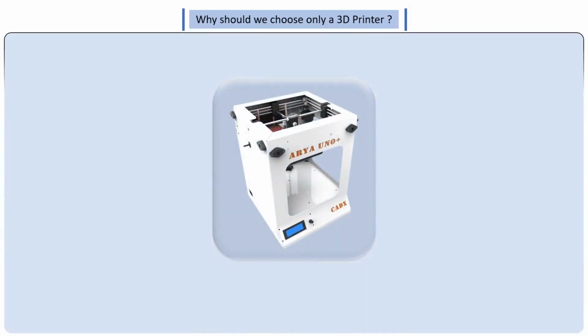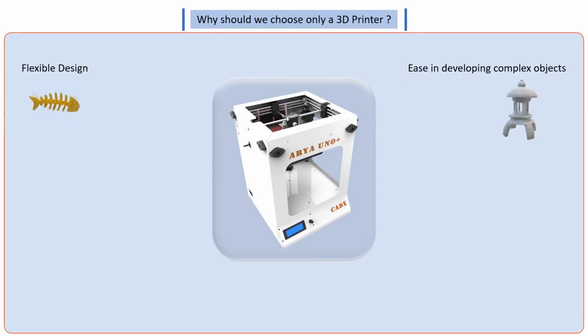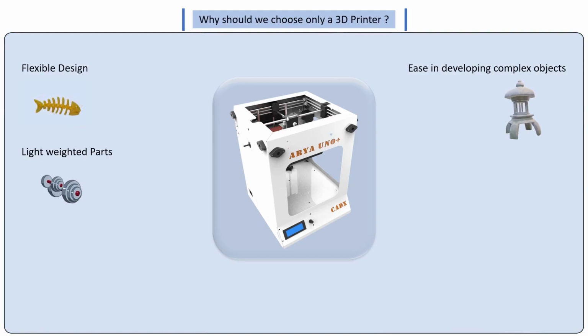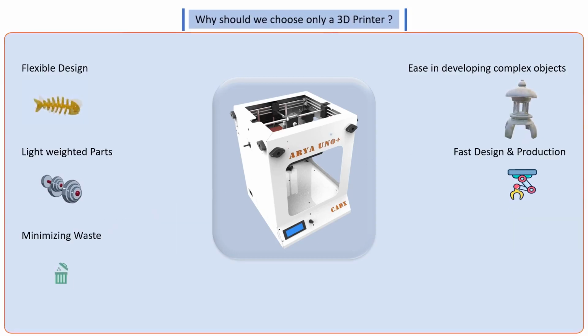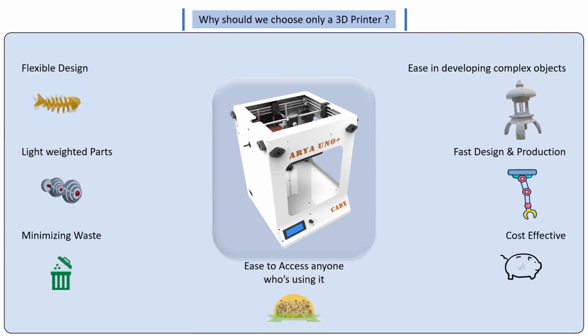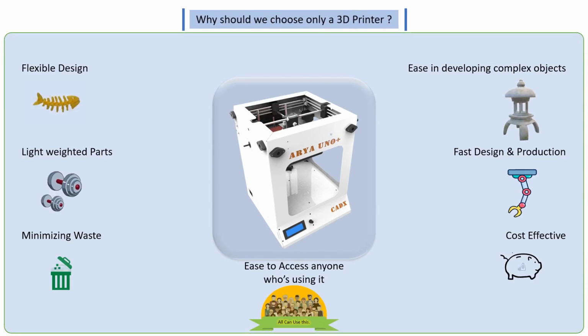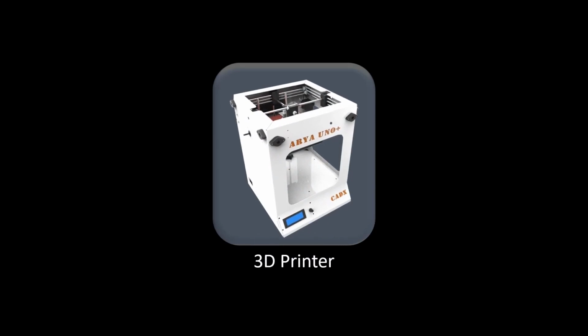And why should we choose a 3D printer? Because of the following reasons. It has a flexible design. There is an ease in developing complex objects. It has light-weighted parts. It gives us fast design and production. It minimizes waste. It is definitely cost-effective. And it is very easy to use for anyone, even if you do not have experience of working with it. We hope you enjoyed understanding what all a 3D printer can help you do.